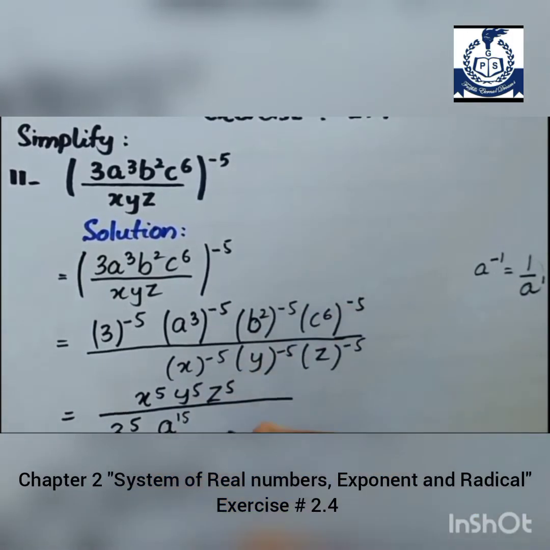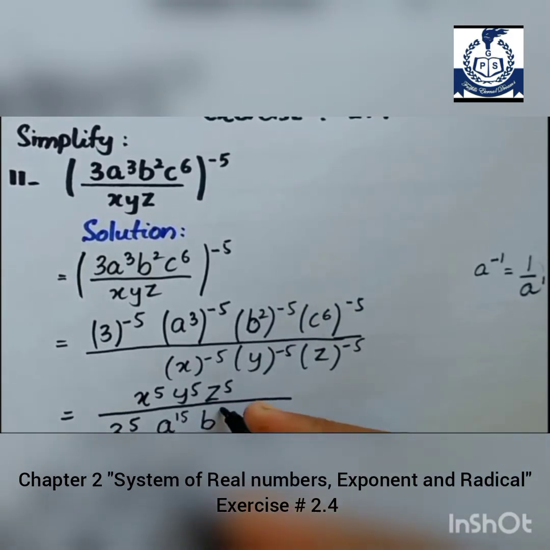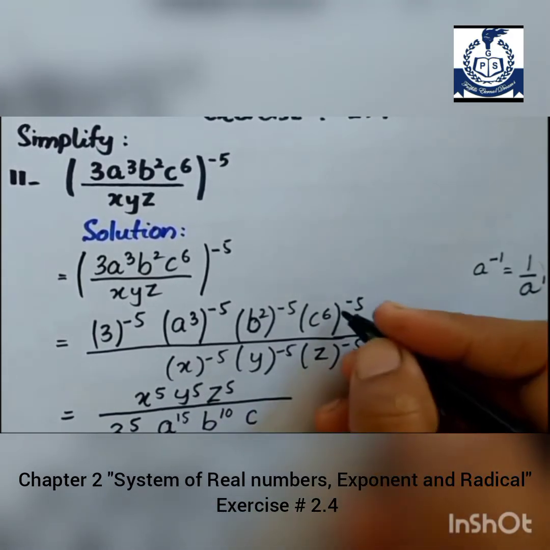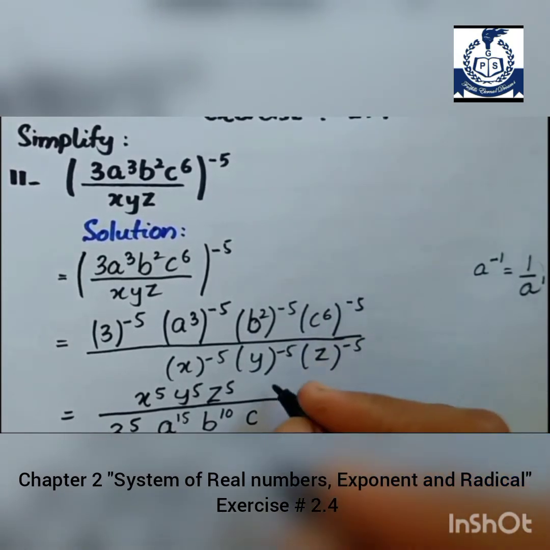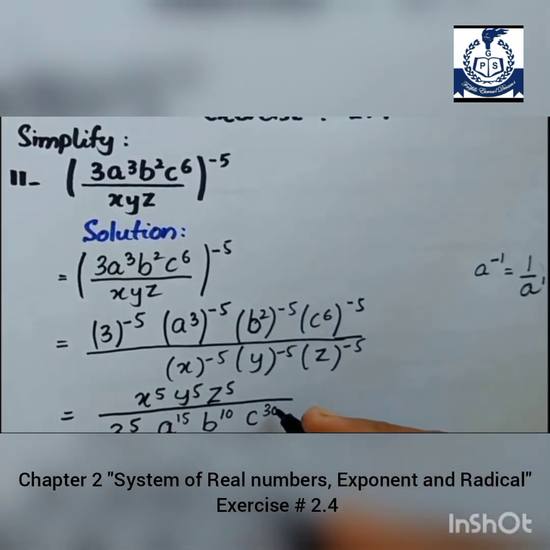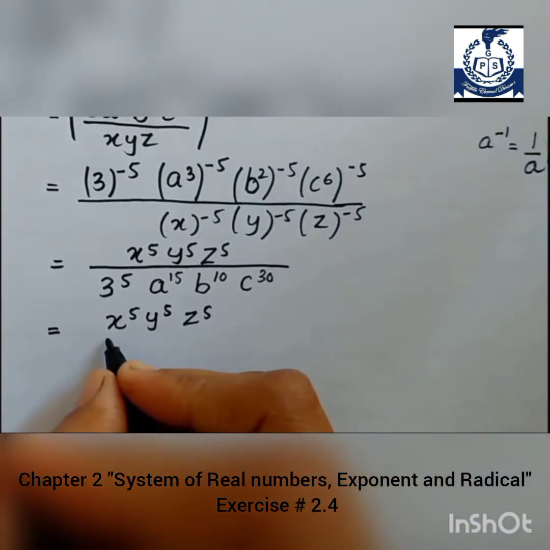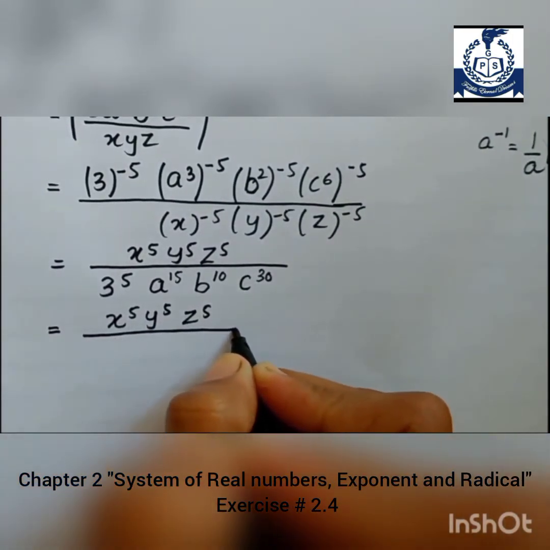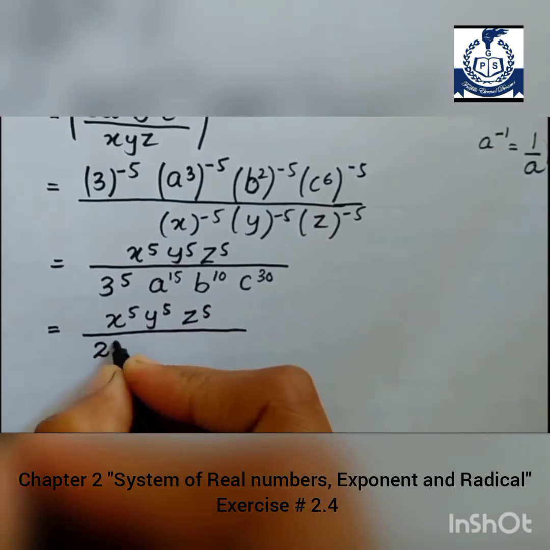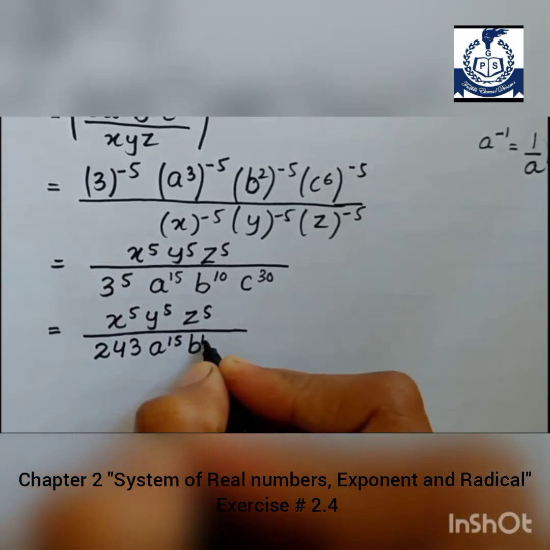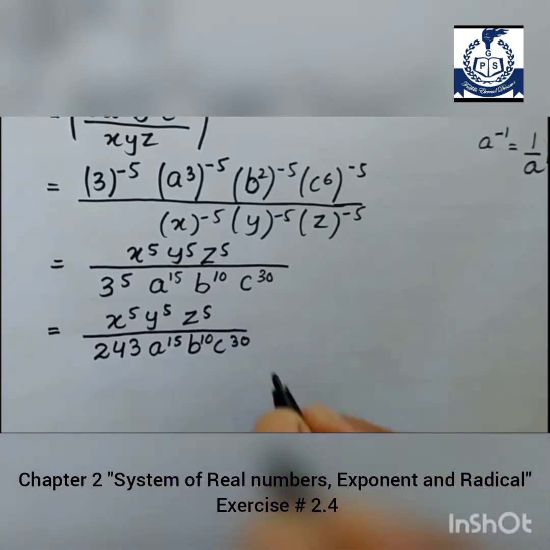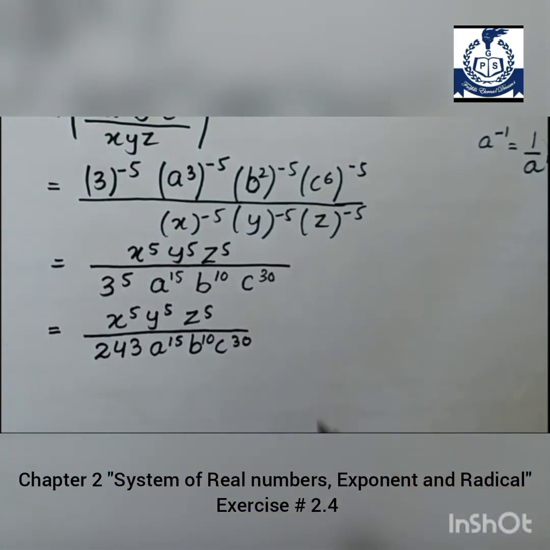3 fives are 15, 2 fives are 10, so b has power 10, 6 fives are 30, so c has power 30. So we write x to the power 5, y to the power 5, z to the power 5 divided by 3 to the power 5, which is equal to 243, a to the power 15, b to the power 10, c to the power 30. This is the answer.